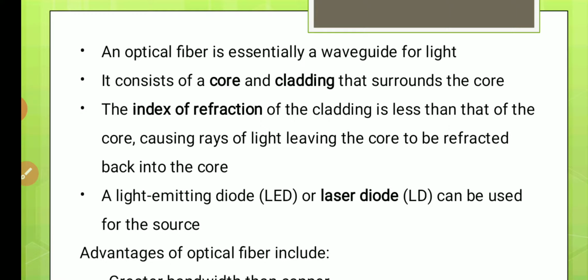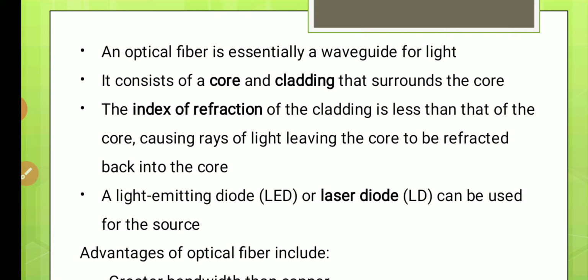Then the structure of an optical fiber: it consists of a core and a cladding that surrounds the core. Note, the inner portion of the fiber optic is called the core and the outer portion is called the cladding. I will show you the figure later. The index of refraction of the cladding is less than that of the core, causing rays of light leaving the core to be refracted back into the core. That is a main important point in fiber optic communication, that is the index of refraction.